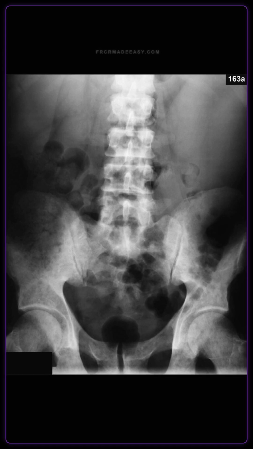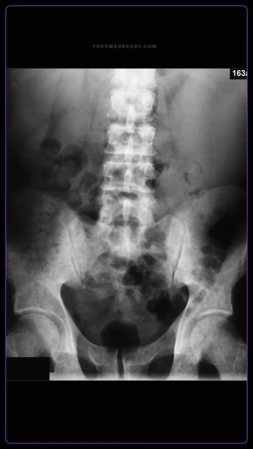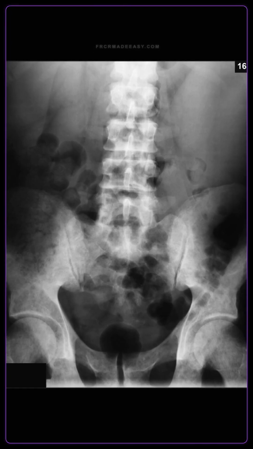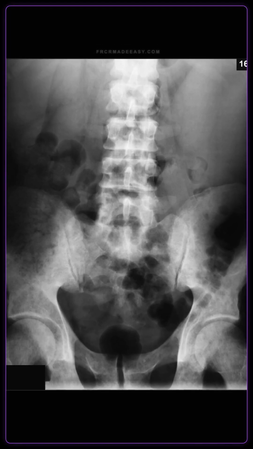A 64-year-old patient presents with progressive abdominal pain and fullness. I am showing you the abdominal radiograph. Describe the findings.